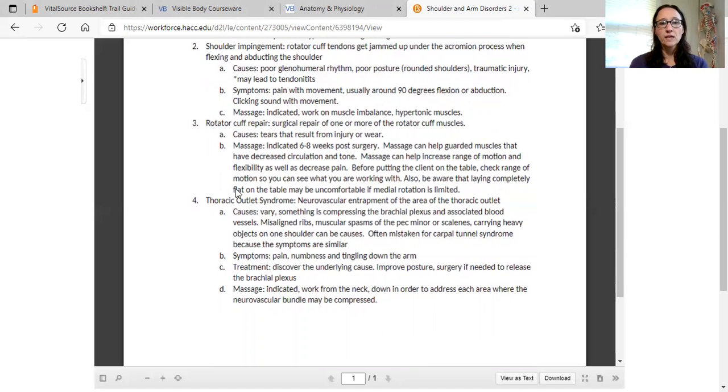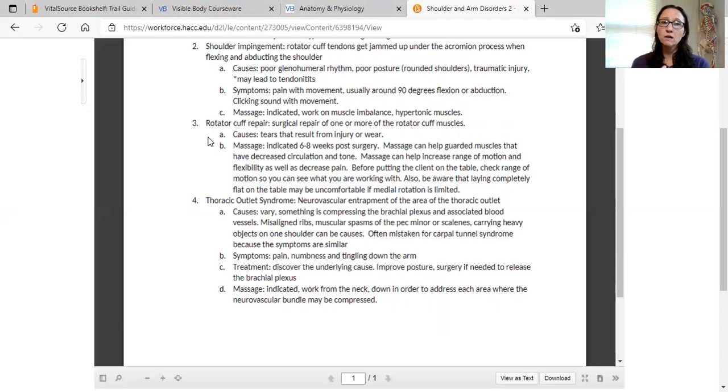All right, number 3 is rotator cuff repair. Obviously, this is going to be a surgical repair. If a rotator cuff tendon is torn or the muscle itself is torn, it might require surgery. The surgery happens when you have a full thickness tear or an almost full thickness tear. In other words, if it's just hanging on by a thread, they'll want to surgically repair it.